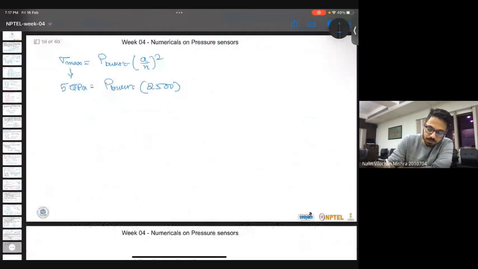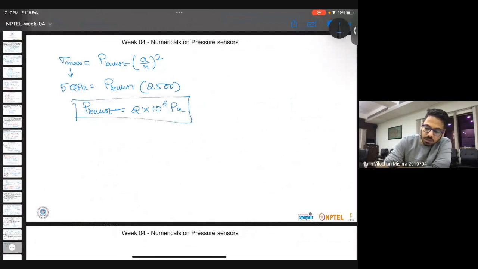Okay, so P burst will come out to be 10 to the power 6 Pascal. Since in the question P max is given as 1 by 5 P burst, hence P max is 0.2 megapascal.